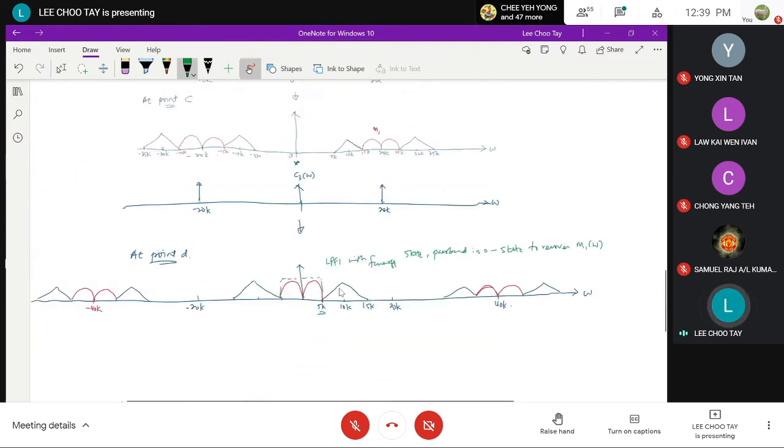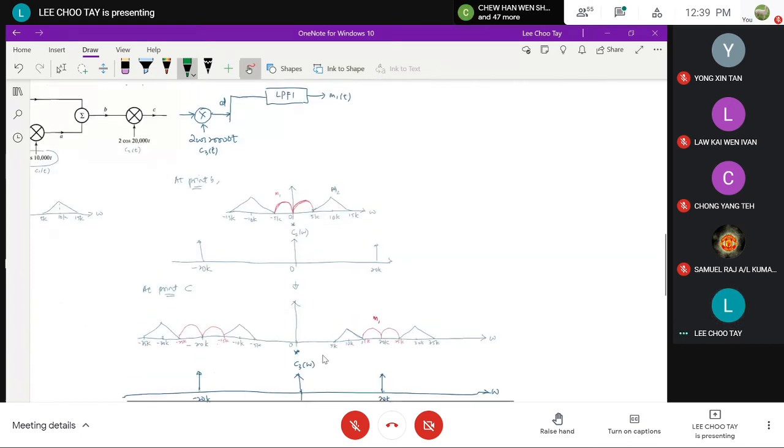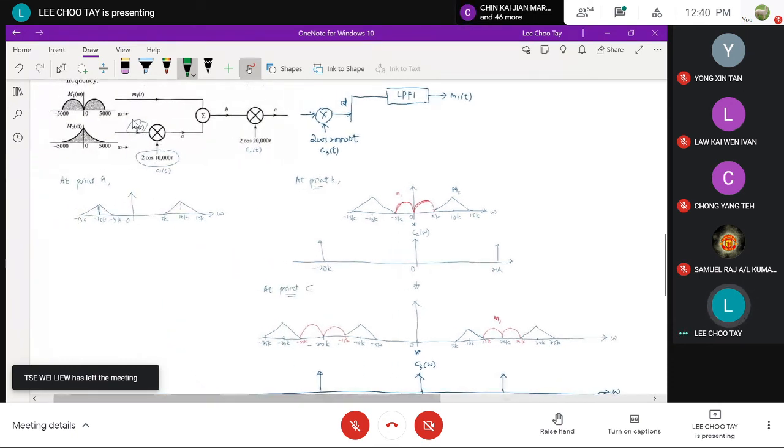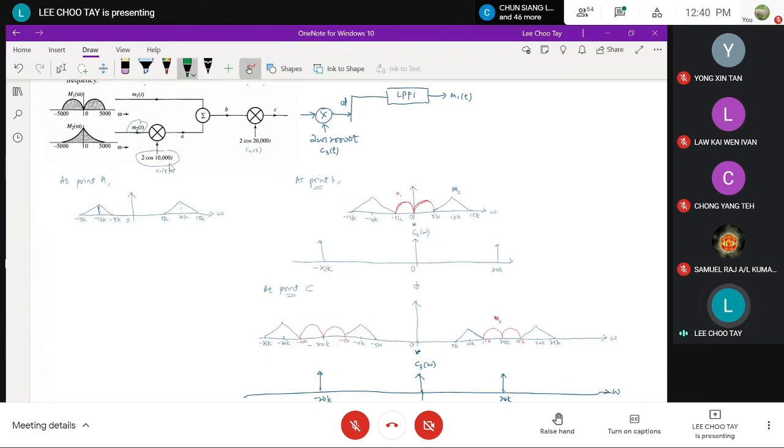So how to recover my M2? My M2 is this one here. It's centered at 10K. That means I need to shift it down to baseband. So how to shift it back to baseband? Multiply also, isn't it? Multiply with a carrier frequency of 10K. Same thing, because for M2 we actually multiply with a carrier frequency of 10K here. So now at the receiver, we need to do the same thing, except that it's in the reverse manner.